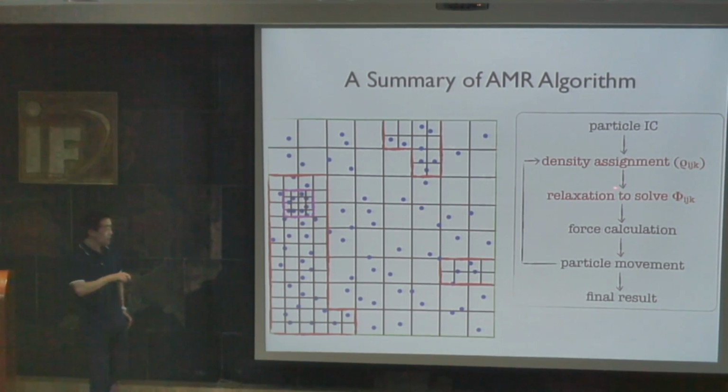And then you use the relaxation method to solve the potential on all these refinements. And then you take the finite difference of the potential on the mesh to calculate the gravitational force. And then you use that force to update particle velocity and particle position. And if you do this again and again until the final redshift, you have finished the simulation.